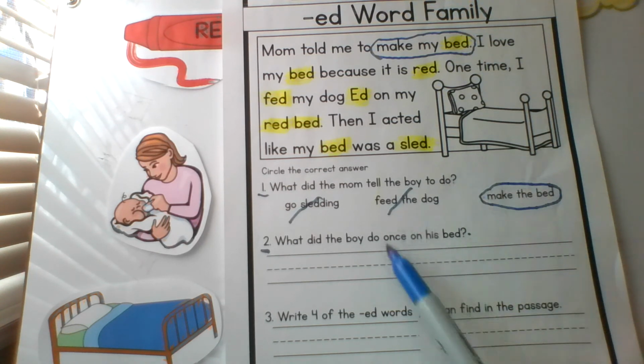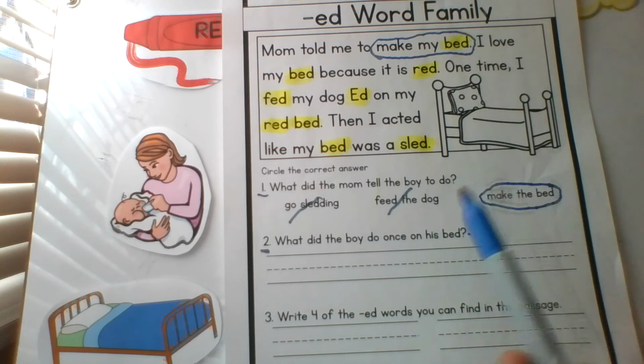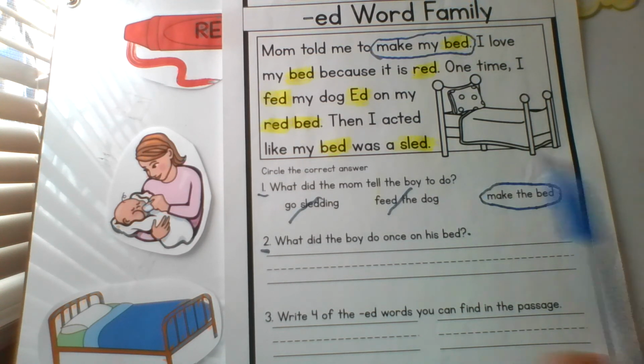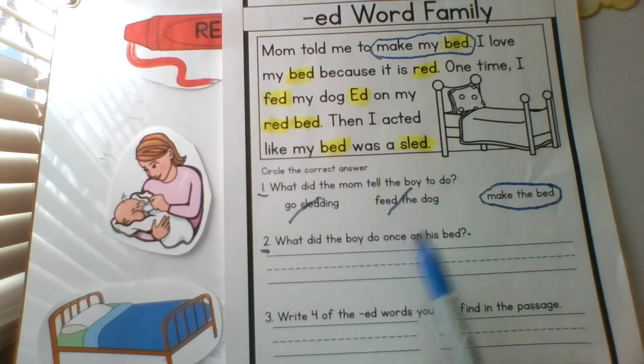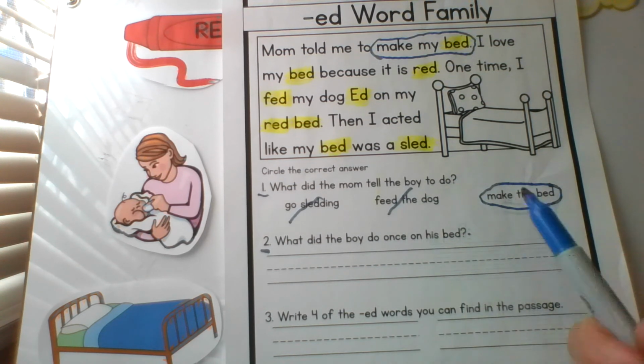Oh, so only one time. That once means one time. So Mrs. Beers had difficulty understanding the question, so I had to kind of read it myself again to figure out what do they want me to figure out? What did the boy do once, meaning only one time, on his bed?